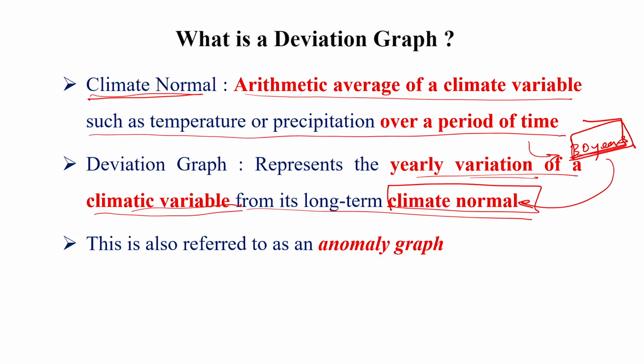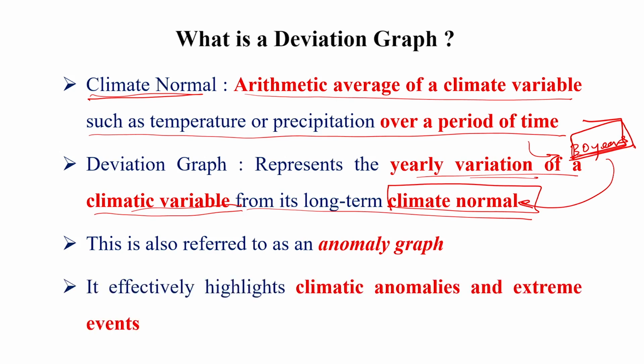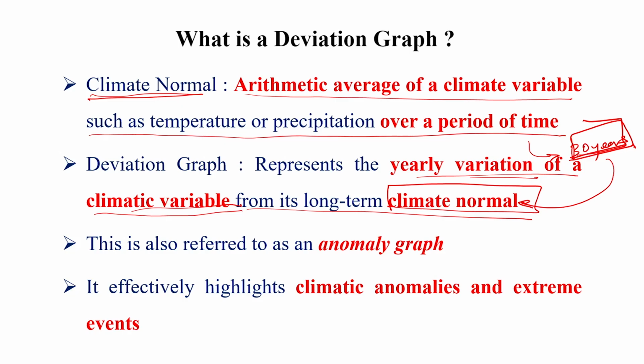Okay, this is also referred to as an anomaly graph. Anomaly is nothing but deviation, the change with respect to the annual or normal temperature. It effectively highlights climatic anomalies and extreme events. Just with temperature over a period of time in an Excel sheet, we will not get more insights. If we plot a deviation graph, then we can see whenever we had high precipitation or extreme temperatures, either cold or hot. All those things we can get insights on using a deviation graph.